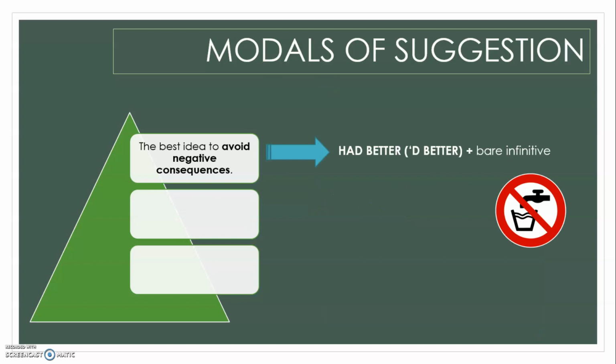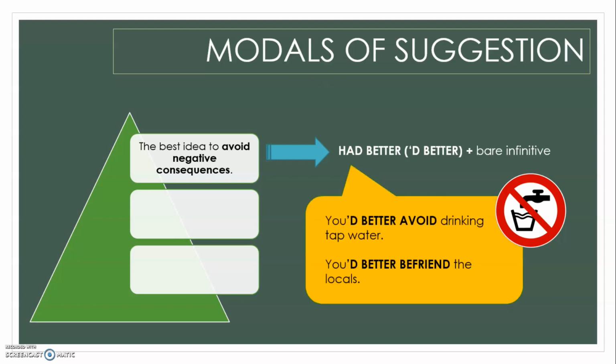At the top of the pyramid, we have the best idea to avoid negative consequences, which is had better. Let's repeat, had better. As a reduction, we can put an apostrophe and then the D, and better. For example, you'd better avoid drinking tap water.